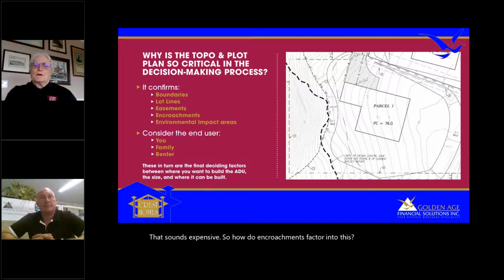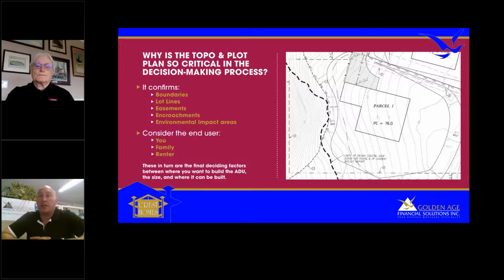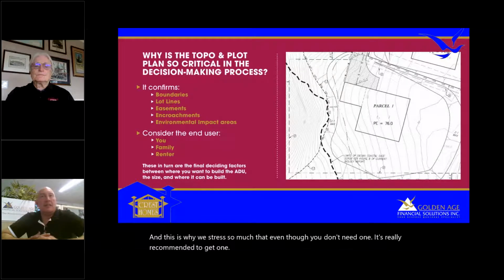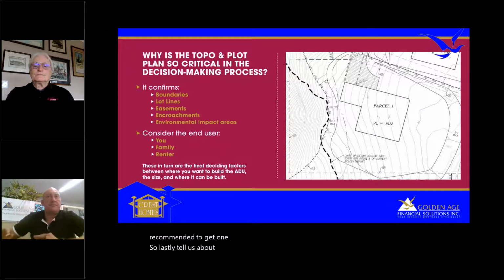Well, encroachments are a violation of your or your neighbor's property, and they can go either way. Your neighbors may have a fence, building, or tree on part of your property, or you on theirs. And surveys will usually resolve these types of disputes. And this is why we stress so much that even though you don't need one, it's really recommended to get one. So lastly, tell us about the environmental areas.